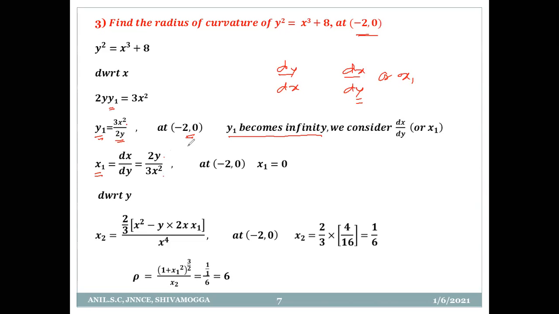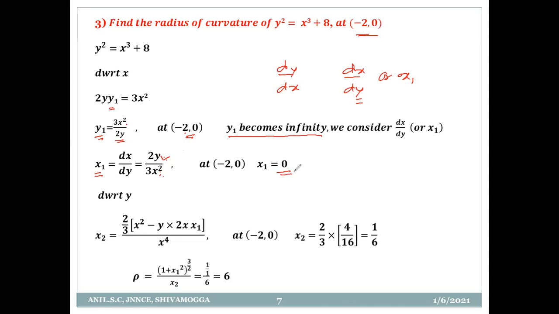At minus 2 comma 0, this numerator will be 0 because y is equal to 0. This is x and this is y. The numerator is equal to 0 and the denominator is a finite quantity. 0 divided by any finite quantity is 0. So x1 is equal to 0.